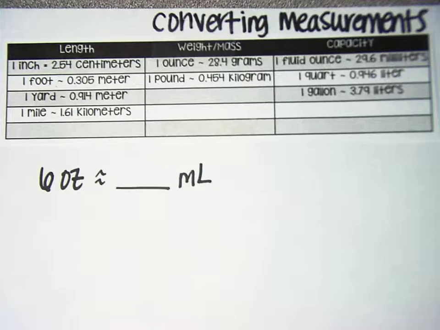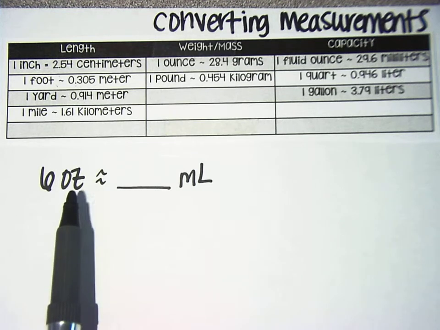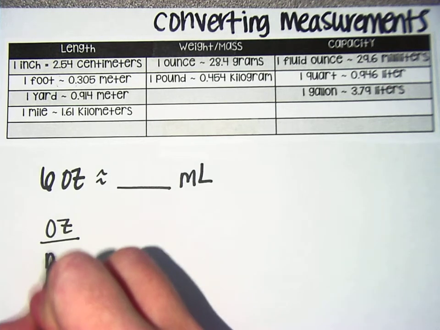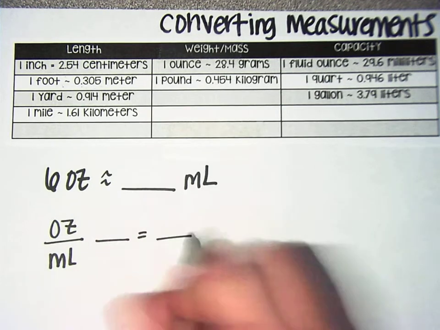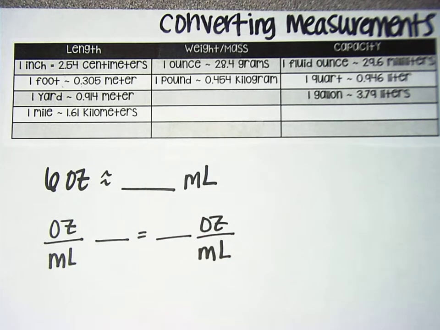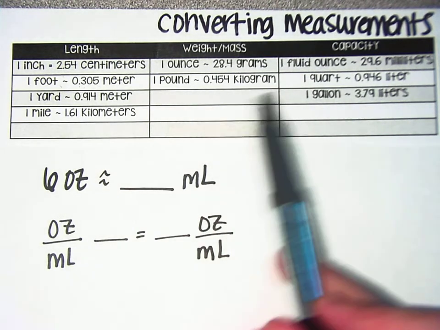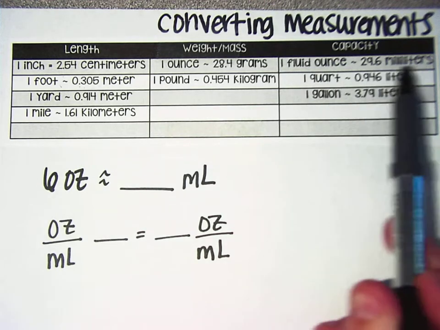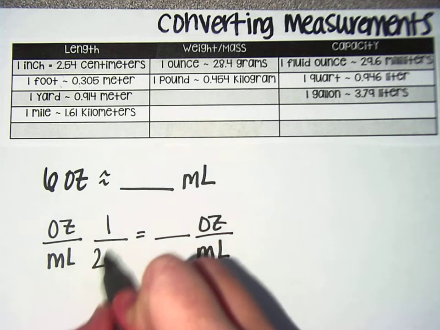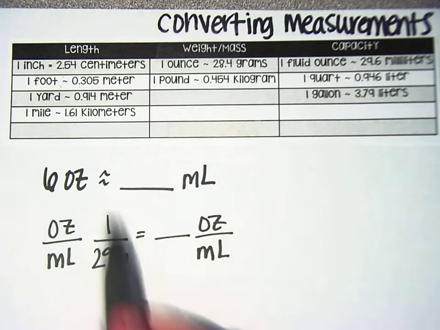Okay, so what you're going to do first is we're going to look at the 2 different measurements that we are comparing, and we're going to set up our labels. So we've got ounces over milliliters, and yes, I want you to set every single one of your problems up just like this. And then first what you're going to do is you're going to look at your conversion chart. I'm going to find fluid ounces and milliliters right here. So I have 1 ounce to 29.6 milliliters. So your conversion factor is going to go right here.